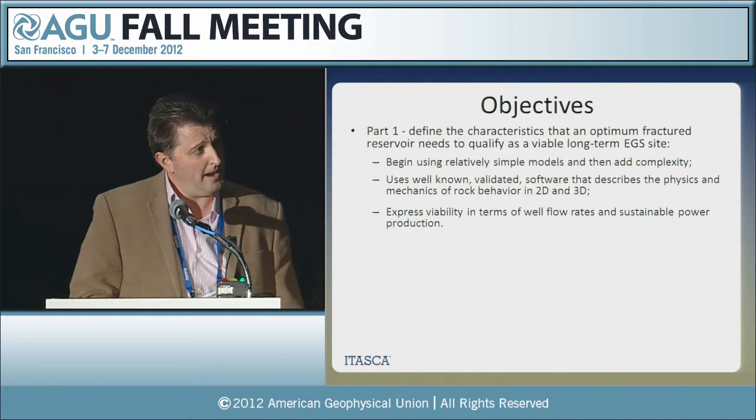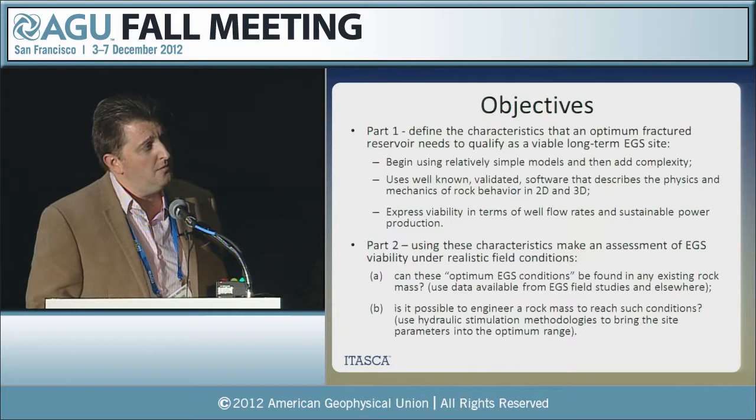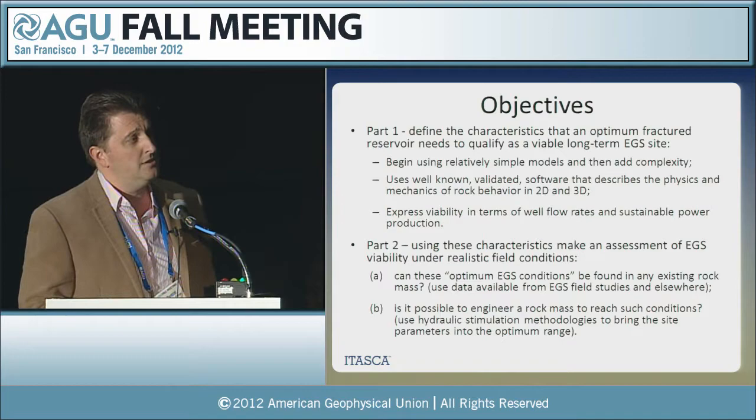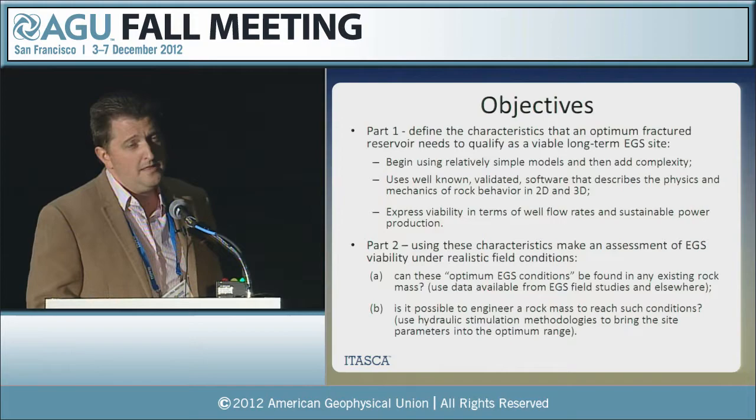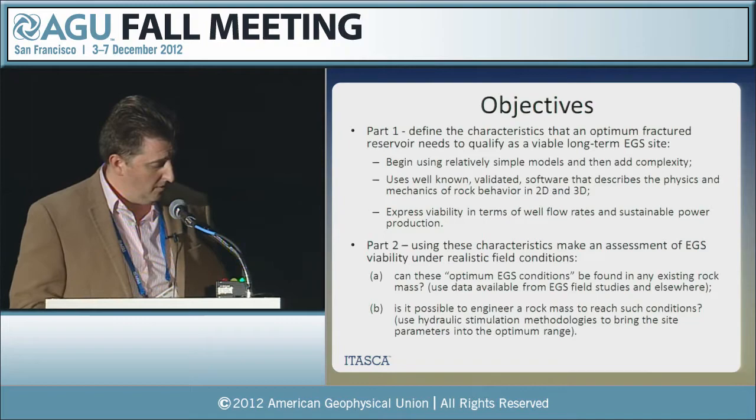Part two of the project is to take these characteristics from part one and make an assessment of whether EGS is viable under realistic field conditions. First of all, do these conditions exist anywhere within a rock mass? And then can we take those conditions and actually engineer solutions that can create EGS at particular sites? And this engineering will obviously use hydraulic stimulation methodologies of some sort.